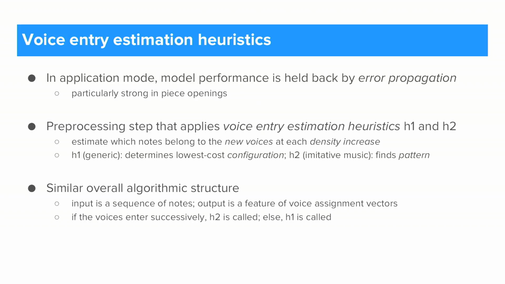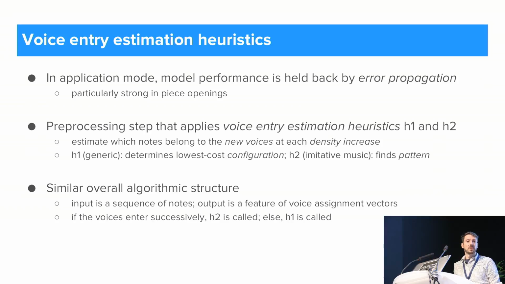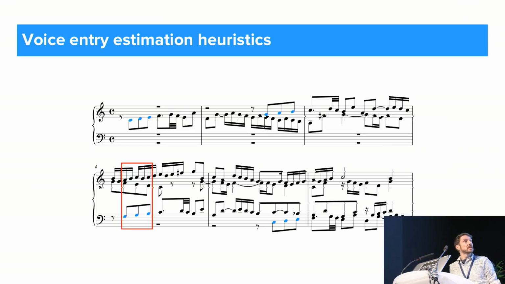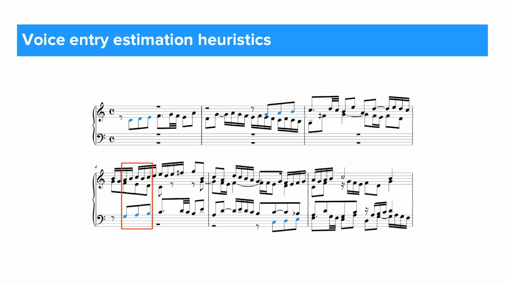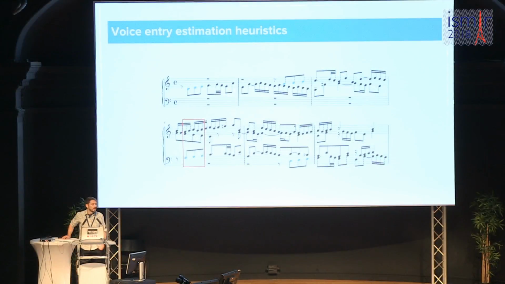Now, the problem is that in application mode, model performance is hindered by error propagation. And this effect is particularly strong in openings of pieces where the number of voices may not be full. So if you, for example, take this example, suppose that this first note, the C, is assigned to the wrong voice, let's say the bass, then it's very likely that the model will decide to assign each following note up until the first chord to the same wrong voice.